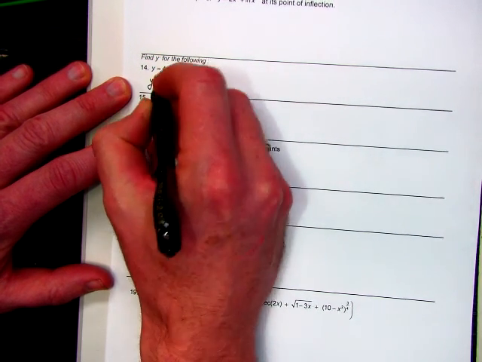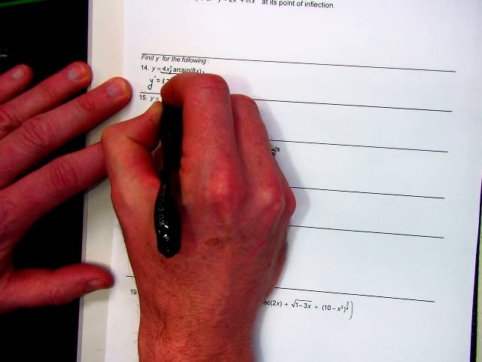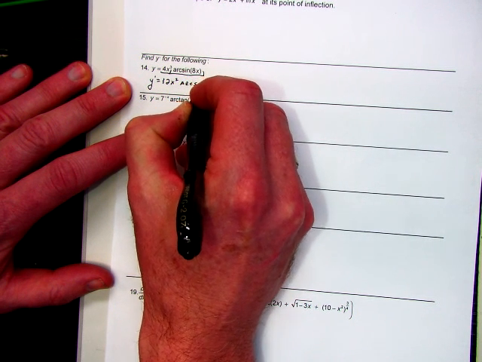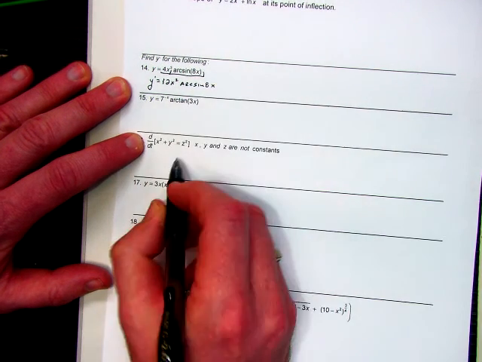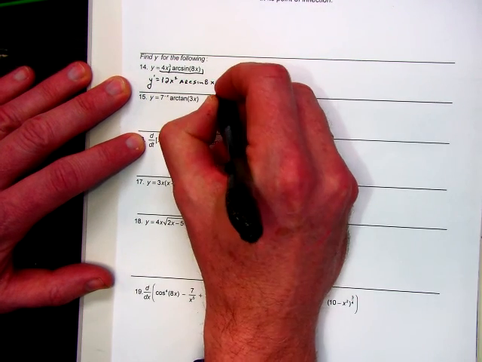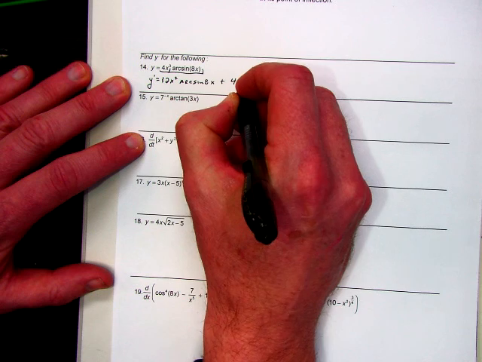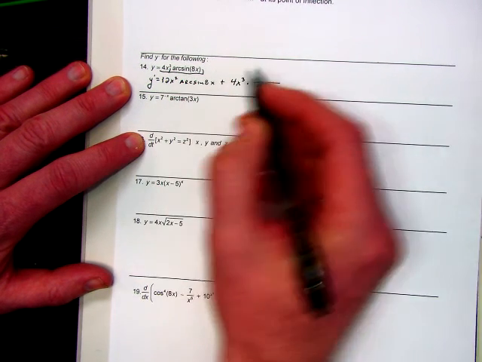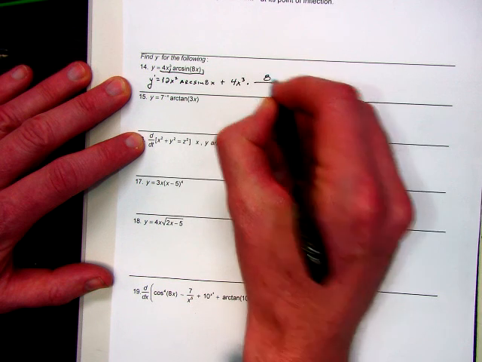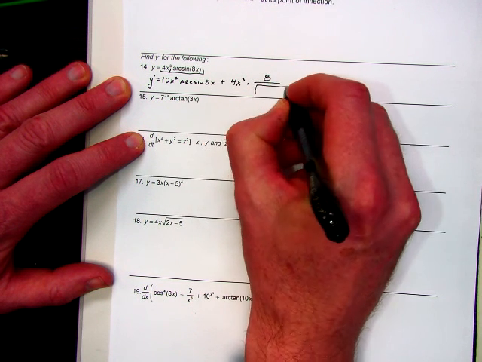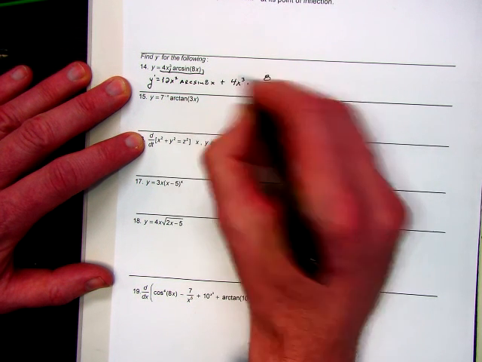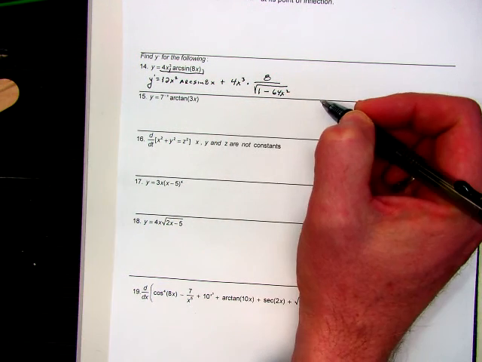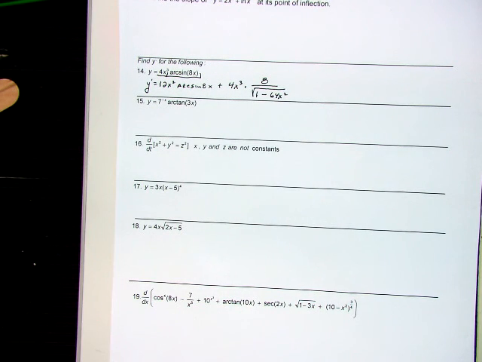So the derivative of the first one is going to be 12x squared times the arc sine of 8x. It's derivative of the first one times the second one plus 4x cubed times the derivative of the second one. Well, derivative of the arc sine is u prime, which is 8, over the square root of 1 minus u squared, which is 64x squared. Okay? So that's the derivative using a product rule on that one.